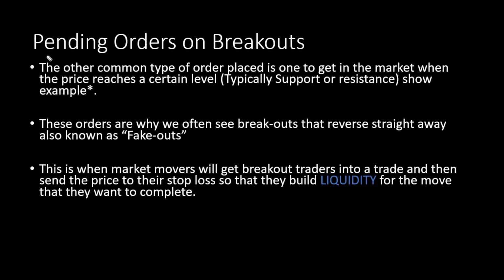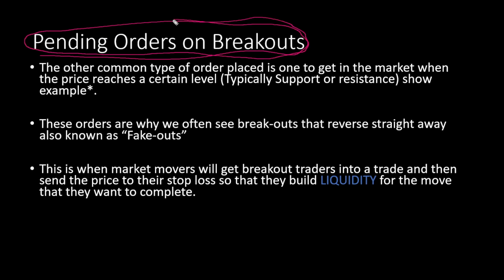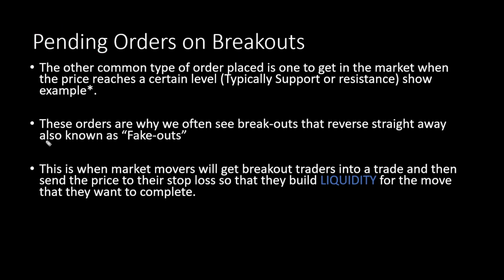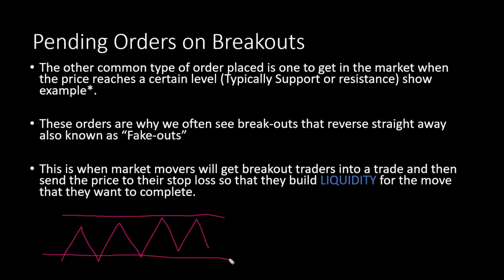So we also have pending orders at breakouts. So this is where you kind of see fake outs, and you see people getting faked out all the time. But it's not hunting stop losses. So let me explain. The common type of order placed in the market is when price reaches a certain level, typically support or resistance. So we're in a range, and we have our resistance and our support.